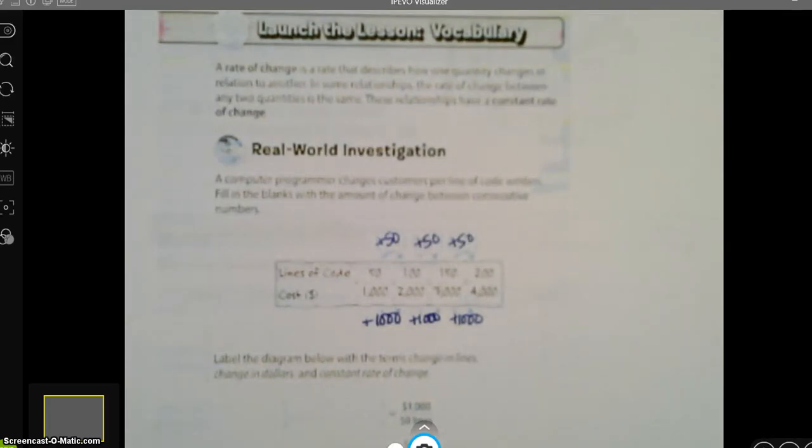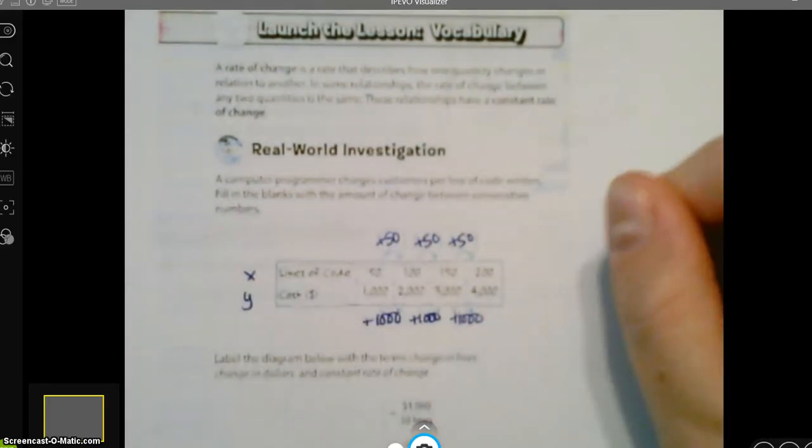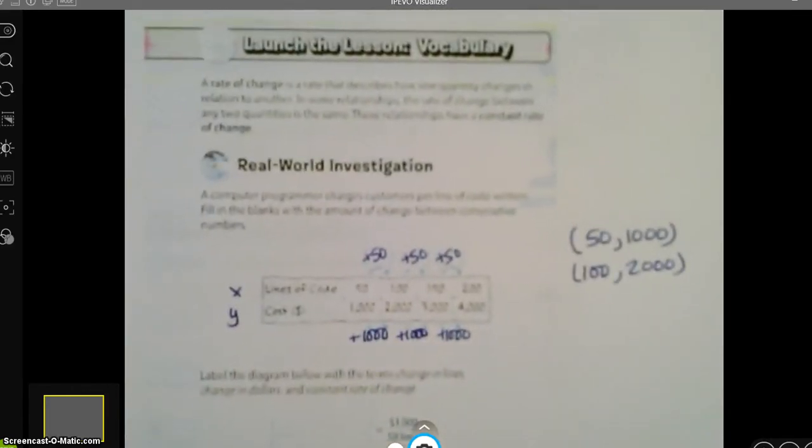Okay? So now here come the two things that I want you to focus on today. One thing I want to make sure you understand is that these are points. We have X and we have Y. Y'all usually see them as something like this: 50, comma, 1,000. And that is something we would graph. Or you might see it as 100, comma, 2,000. Okay? So these are just points that are on a graph.